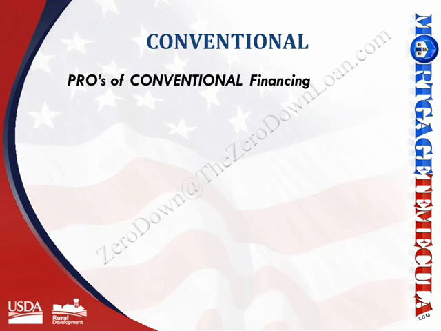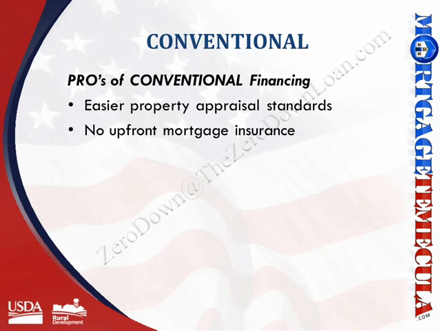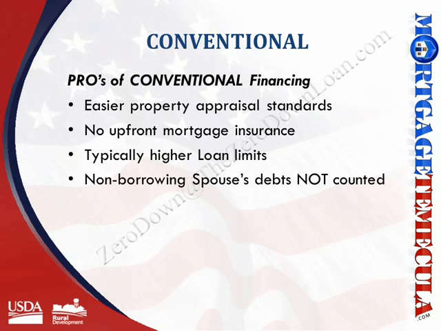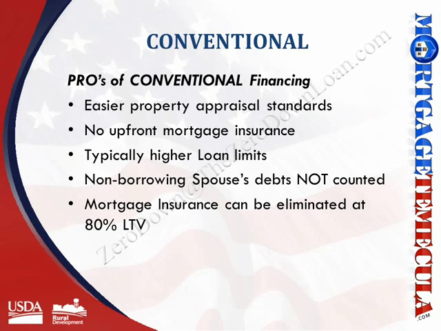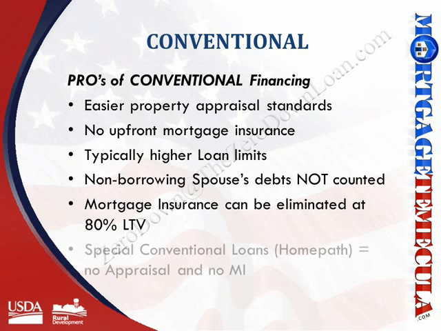Now, let's look at the pros and cons of conventional financing. Pros: there are less rigorous property appraisal requirements. There's no upfront mortgage insurance. There are higher loan amounts typically. And here's a really good one: the spouse's debts do not have to be counted against the borrower when qualifying. So if your spouse, your significant other, has monthly debts that are not reflected on your credit report, that does not have to lower your buying power. And finally, there's no mortgage insurance if you're borrowing 80% or below.